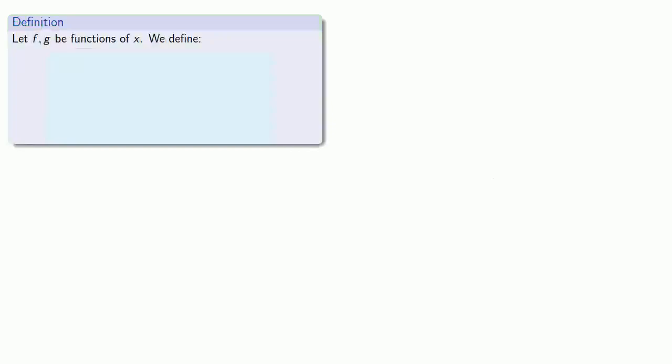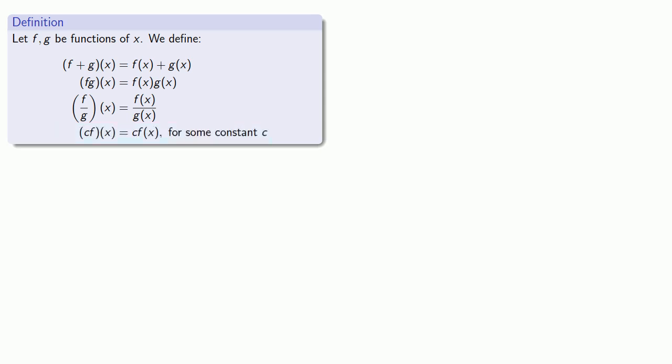Now before we go on, a quick reminder of how we write functions in algebra. If I have two functions f and g, and I want to talk about the sum f of x plus g of x, a standard compact way of writing this is as f plus g of x. Likewise, if I want to talk about the product f of x times g of x, I can write this as fg of x, their quotient, f over g of x, and the constant times a function as c f of x.